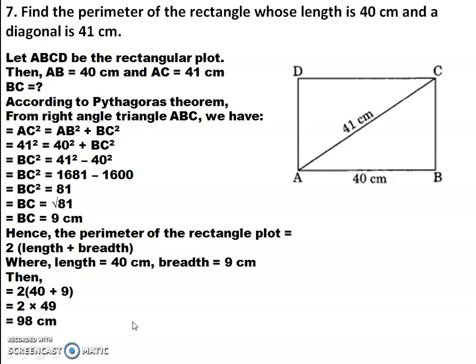Is that clear, children? So, what is the new concept you learned here? The diagonal of the rectangle will form a right angle triangle. Let's see the next question.